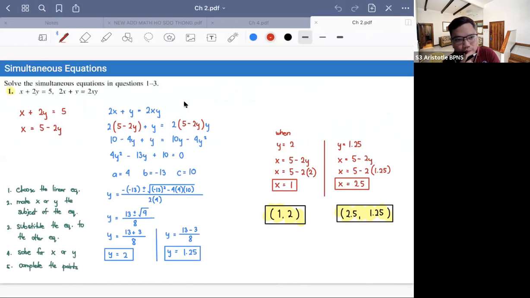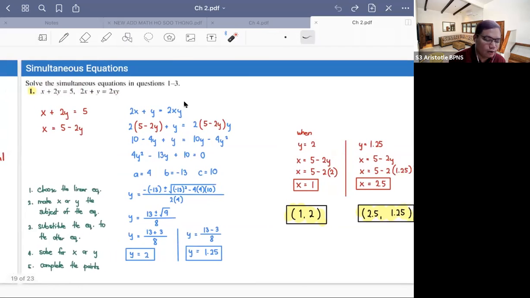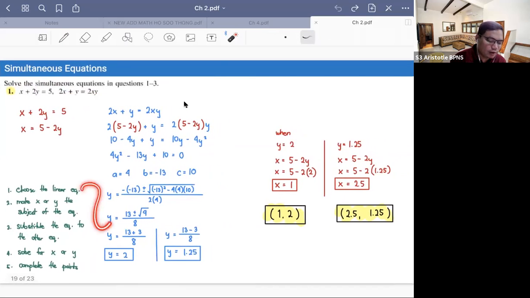Well, basically for number 1, you need to solve the 2 intersection points where these 2 equations will be intersecting: x plus 2y equals 5, and then 2x plus y equals 2xy. All right. So I wrote some steps here that might help you in the future.